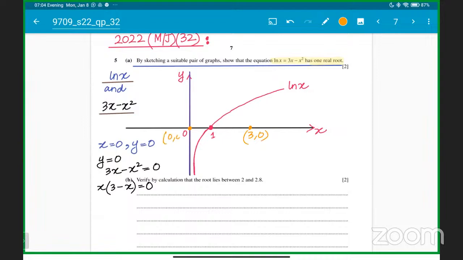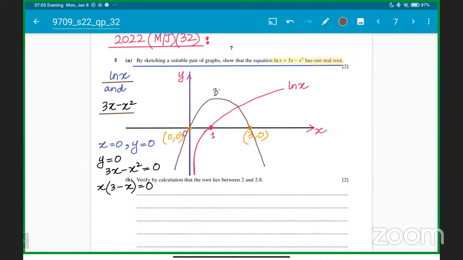When x is 3, y will still be 0. So the graph will be a quadratic graph, and it will be going like this, middle point at 1.5. So the graph will be going like this in the brown color, students. That's how the graph will be looking like. Understood? Getting it? That's for the 3x.